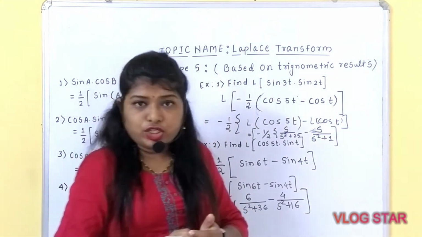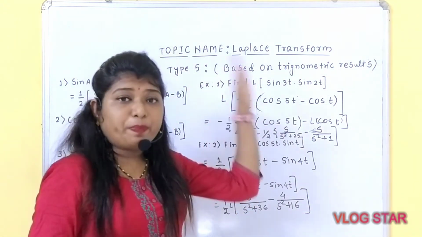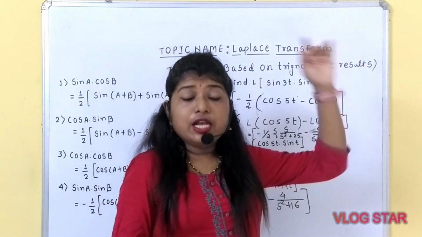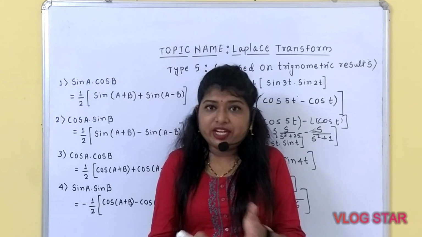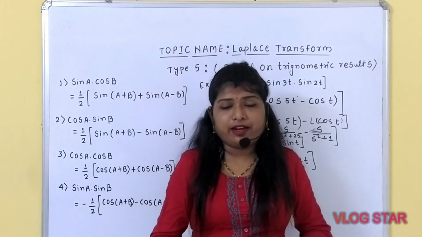I hope you have understood type number 5, which is based on trigonometric results. To remember this type, you need to remember 4 important trigonometric results, or we can say formulas.